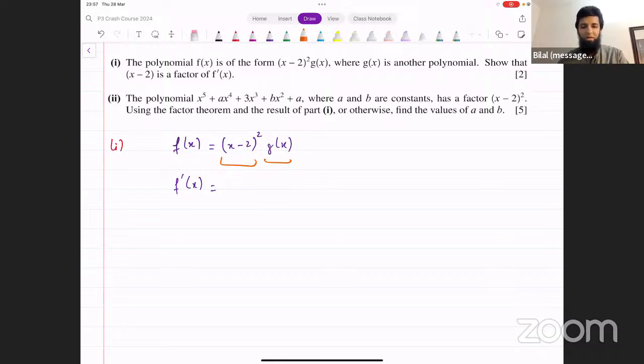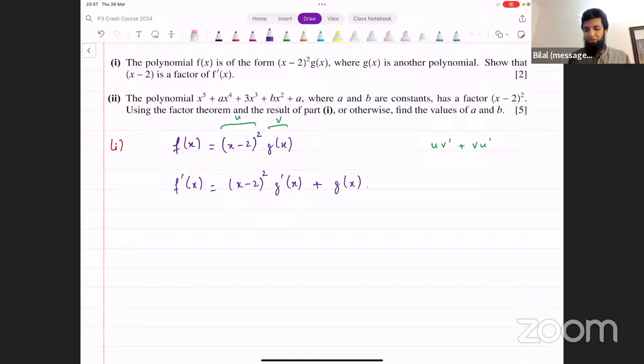They are being multiplied with each other. So it's a product. How do you differentiate a product? Using the product rule, right? This is u, this is v. Derivative is going to be u v dash plus v u dash. That's how you find the derivative. So it's x minus 2 whole squared as it is into derivative of g. What's the derivative of g? That will be g dash of x, plus v u dash: g of x as it is into derivative of x minus 2 whole squared.